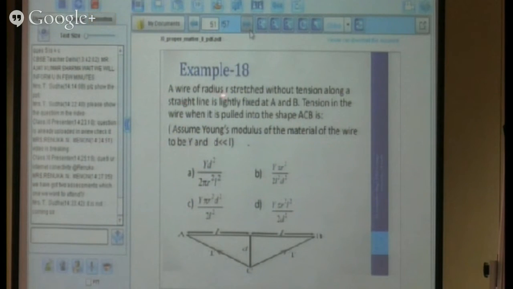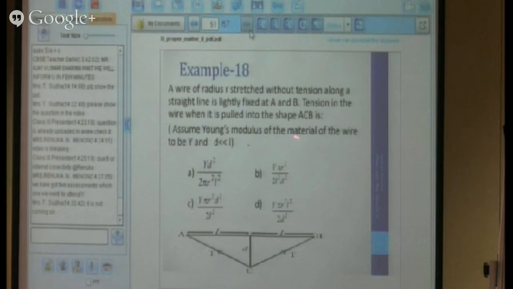There's a wire of radius R stretched without tension along a straight line, rigidly fixed at A and B. Find the tension in the wire when it is pulled into the shape ACB. The wire is shaped like this, ACB.